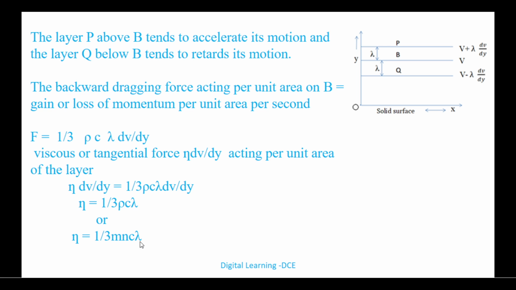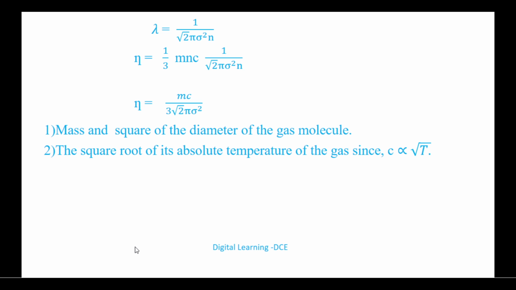On substituting the value of lambda in this equation, we get eta is equal to 1/3 mnc into 1 divided by square root of 2 into pi sigma square n. Then finally we get eta is equal to mc divided by 3 root 2 pi sigma square. This is the expression for the coefficient of viscosity.